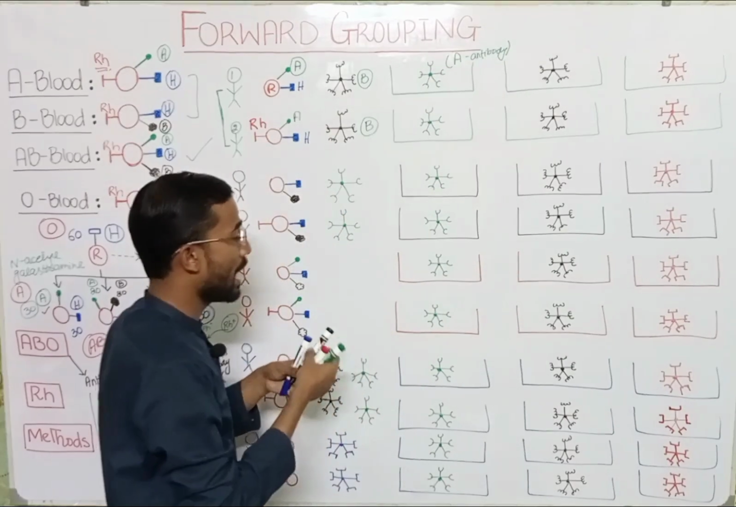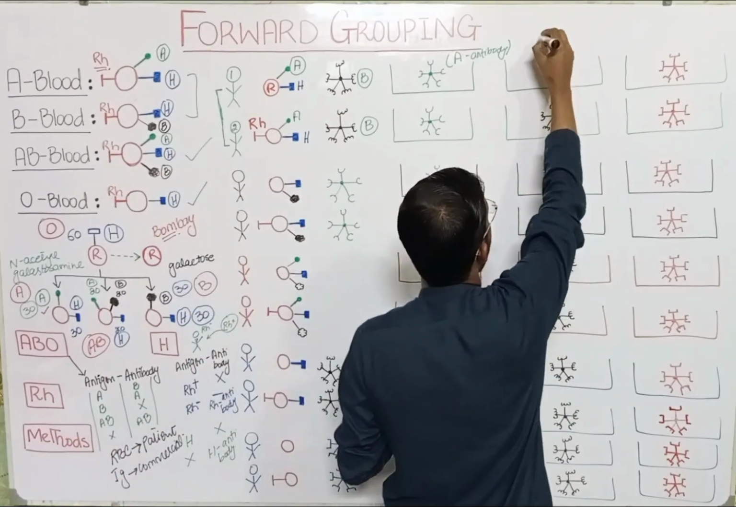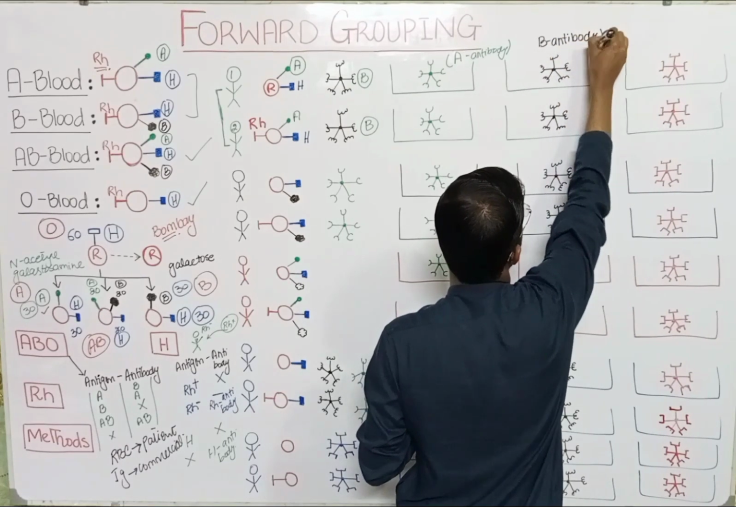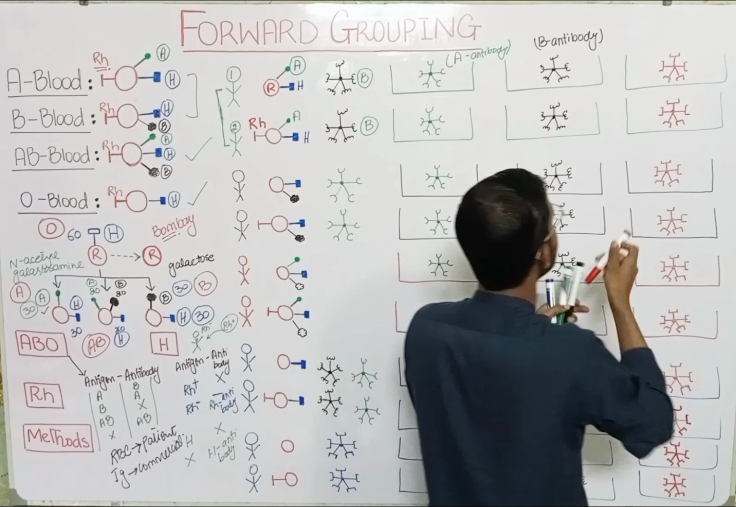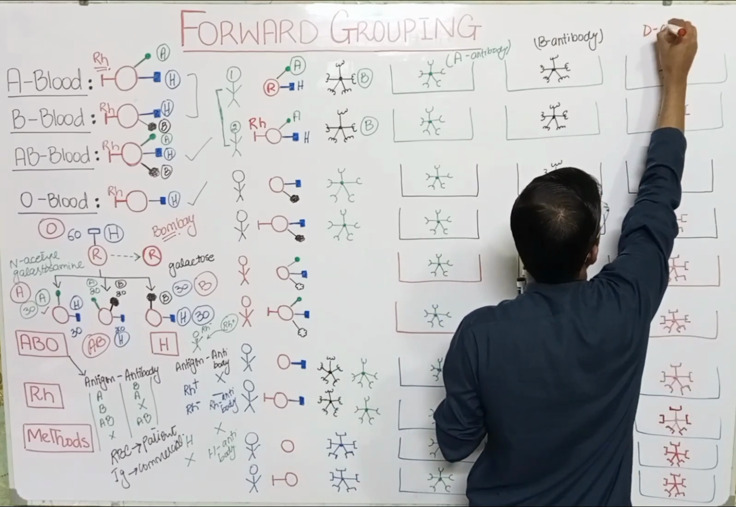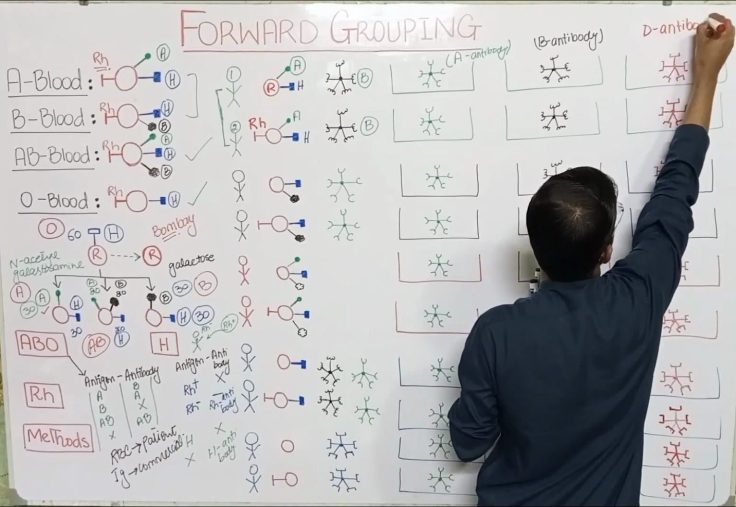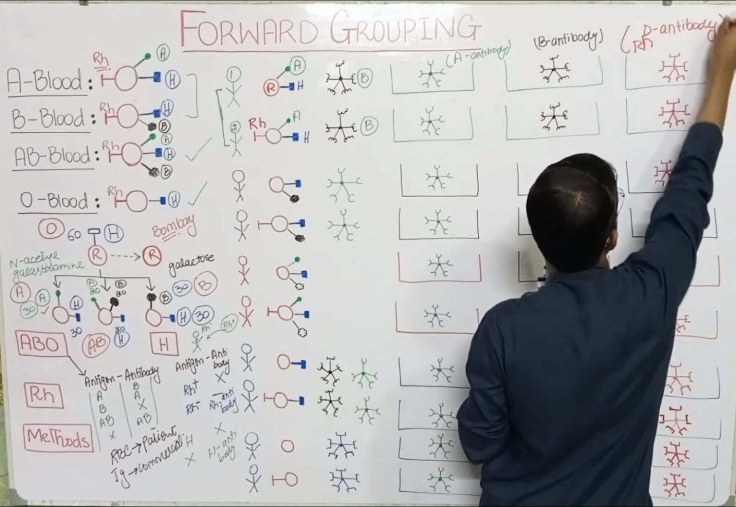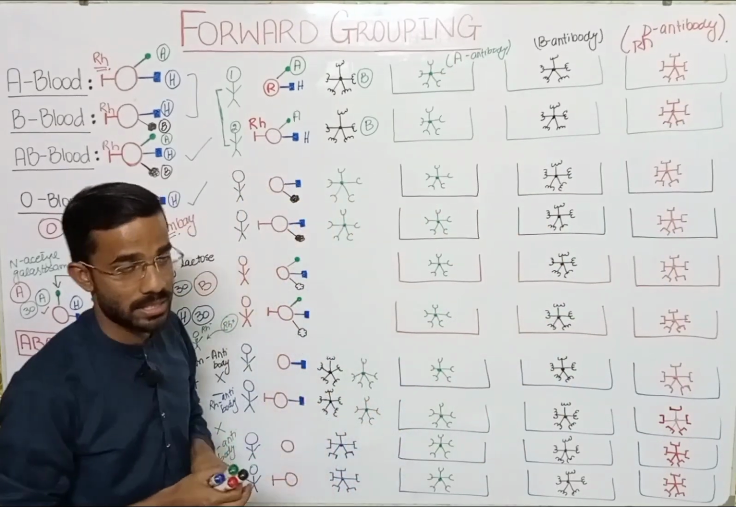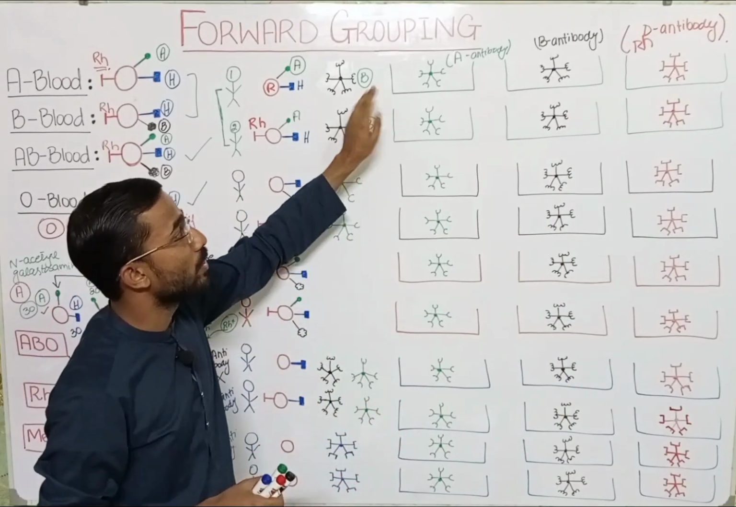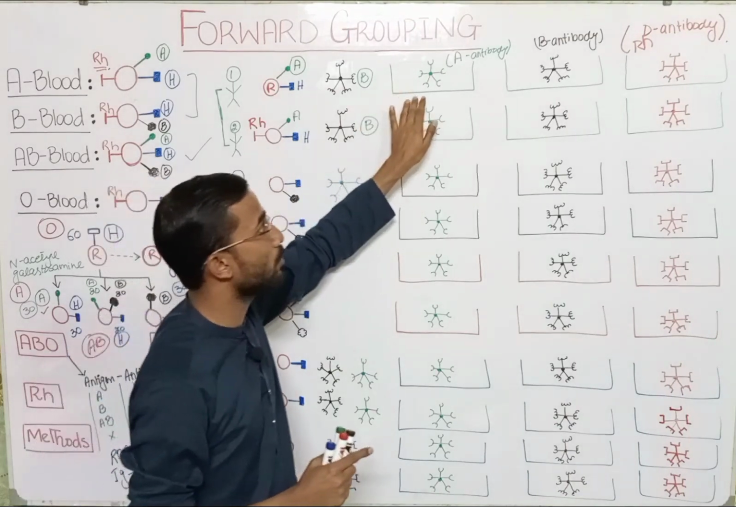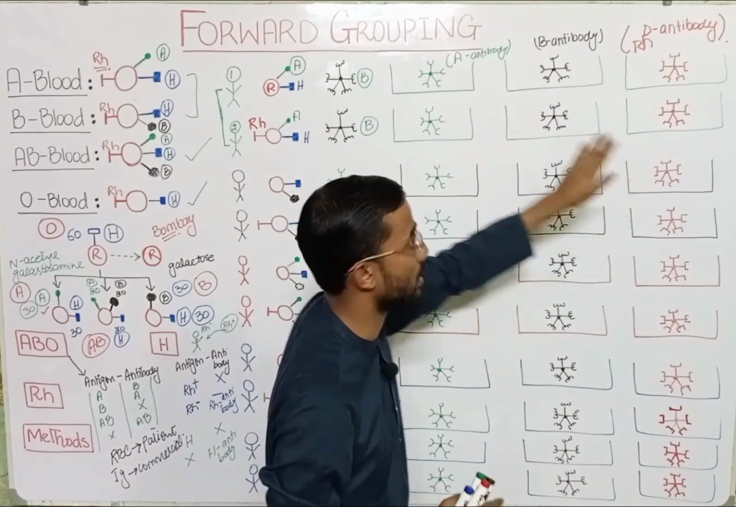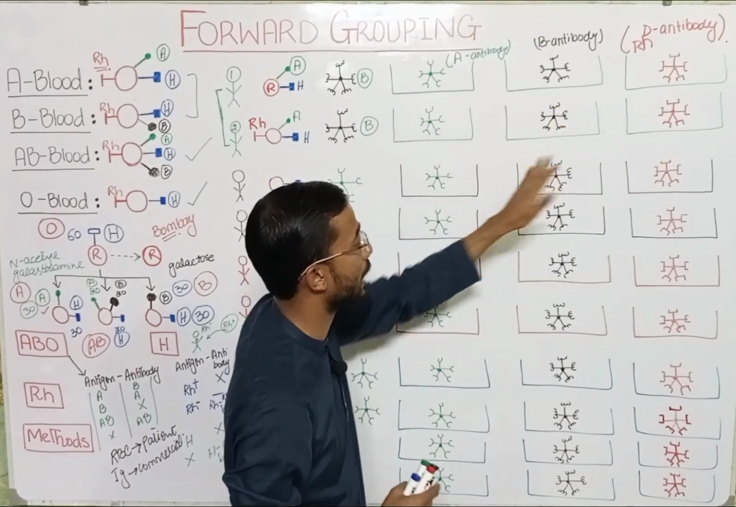So this is case 1. And in the second case, I add the B antibody. And last I add the D antibody, or I can say RH antibody, for the sake of understanding. So these are the 3 cases. And we take 2 drops of the antibody in each case, first for the first person, then for the second person.